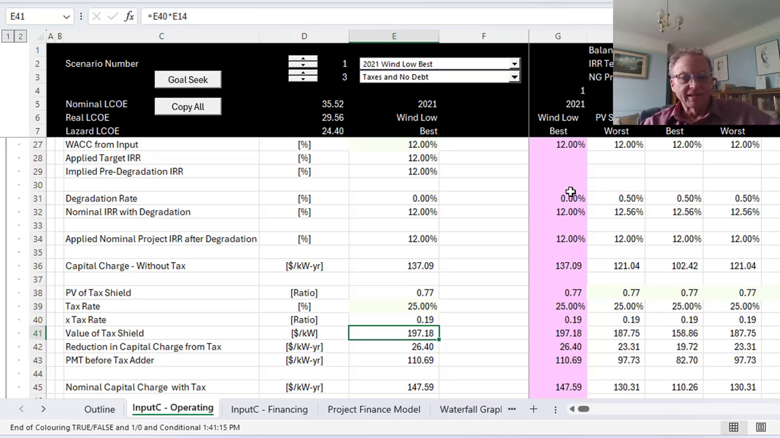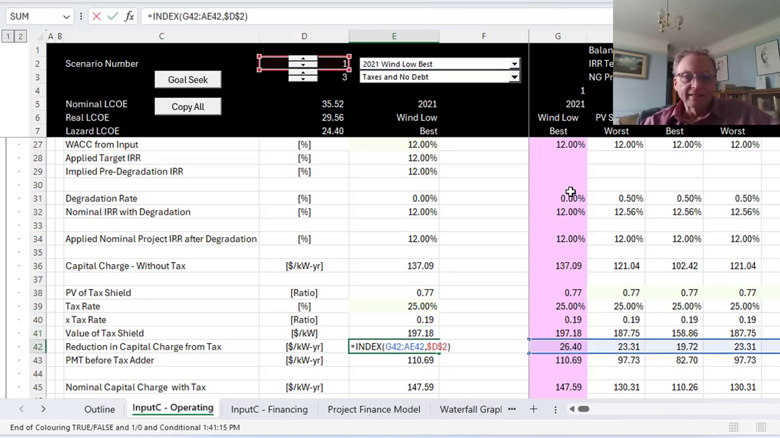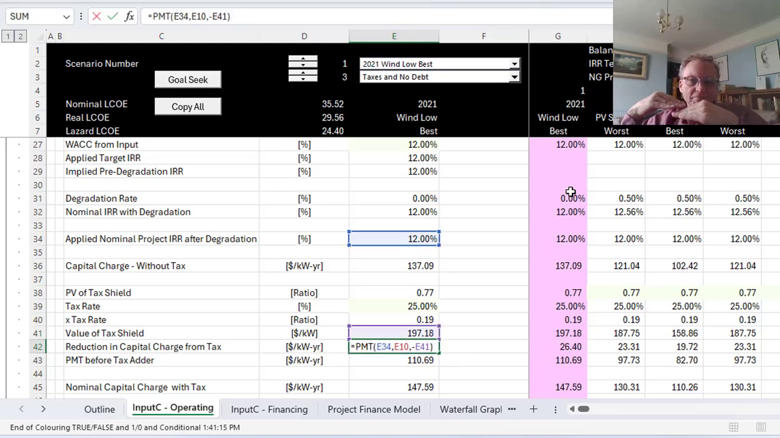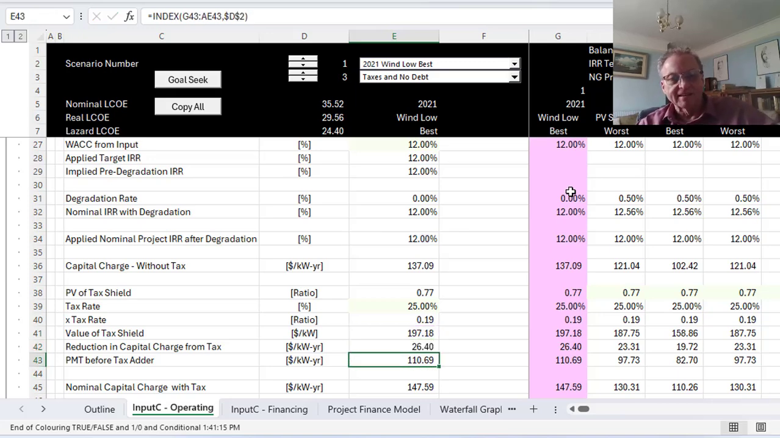I'm not going to do that right now. I think that's okay. And then again, this is bad. We could, it gives the same answer. Then we levelize this payment out, just like we levelized out the capacity payment, and you get this as the value of the tax shield.